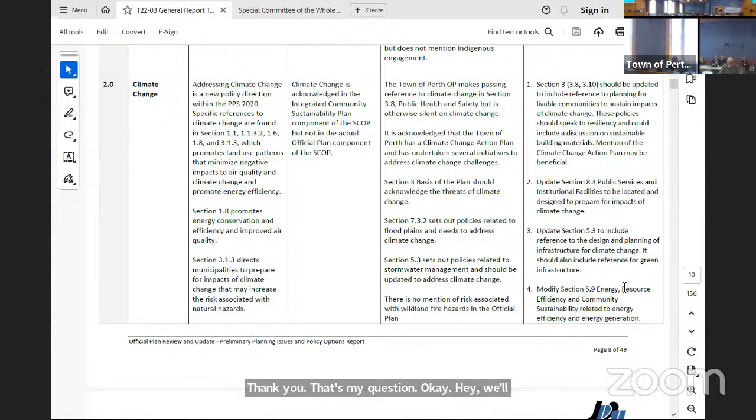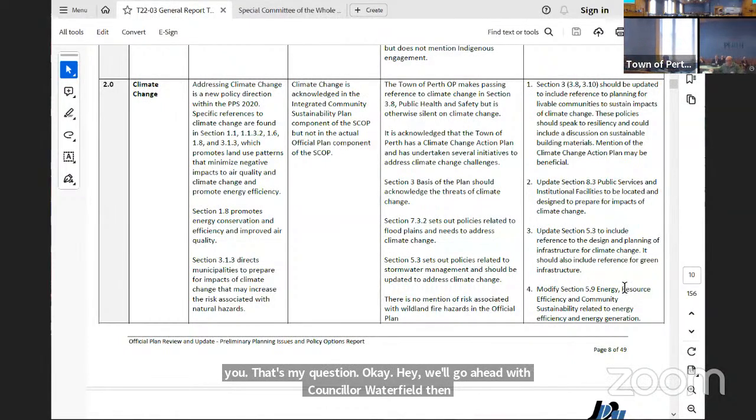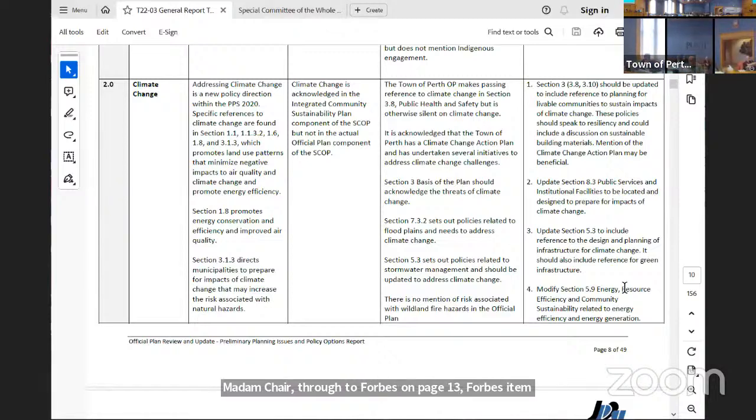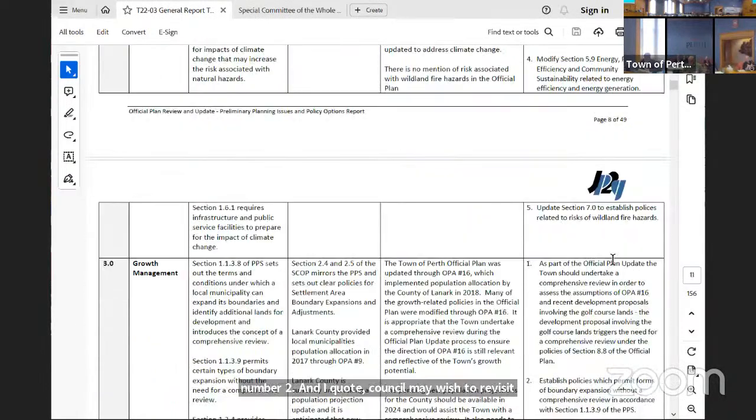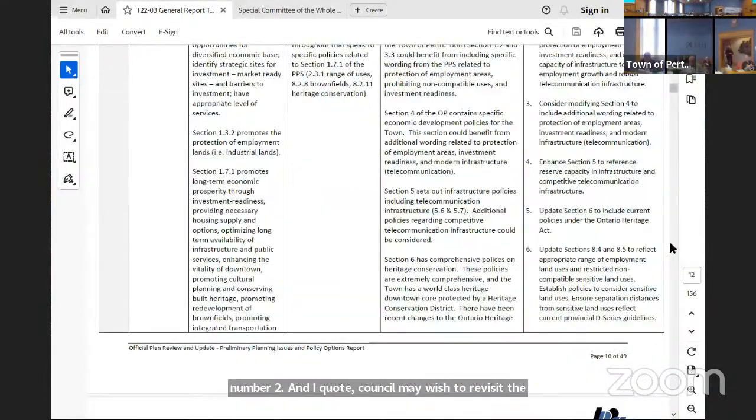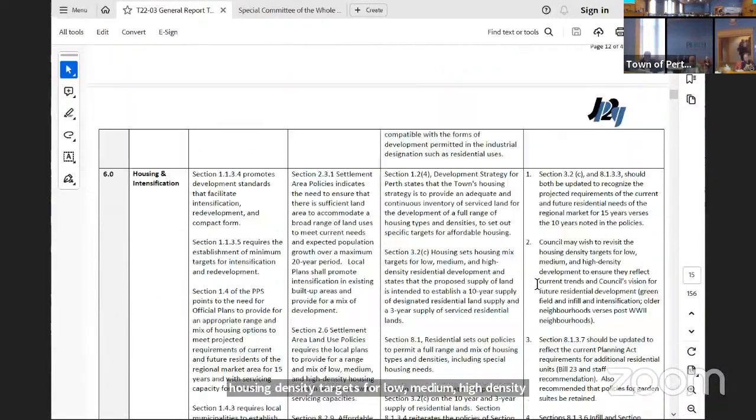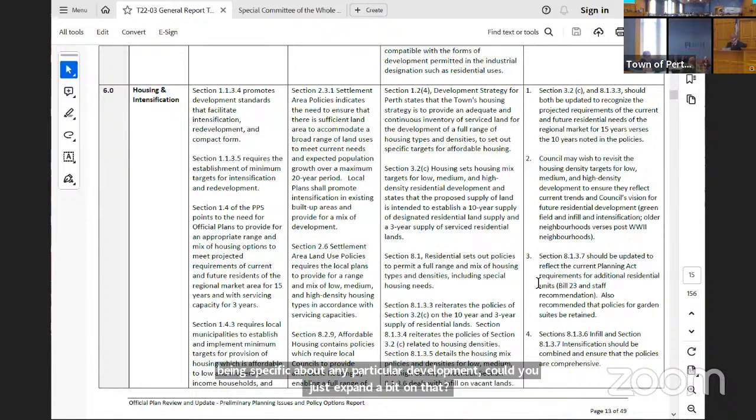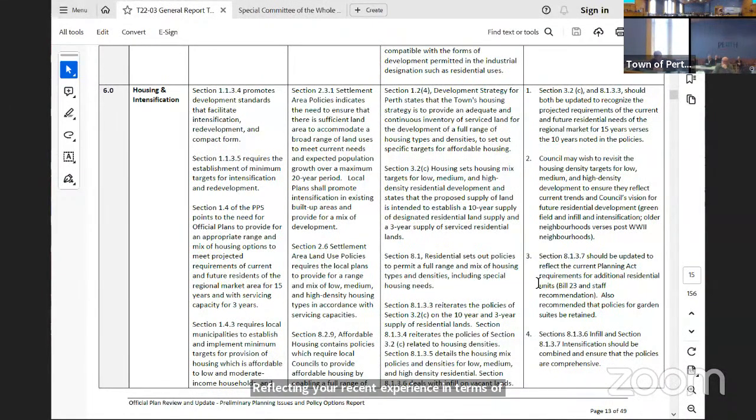Madam Chair, through to Forbes, on page 13, item number 2, and I quote, council may wish to revisit the housing density targets for low, medium, and high density development to ensure they reflect current trends and council's vision for the future. You touched a bit on that in your presentation, but I just think this is such a critical area. Without being specific about any particular development, could you just expand a bit on that, reflecting your recent experience in terms of similarly sized municipalities?